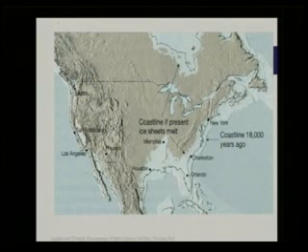If the remaining glacial ice on Earth is melted, sea level would rise another 65 meters, and this shows you what North America would look like. The shorelines would be very, very different.